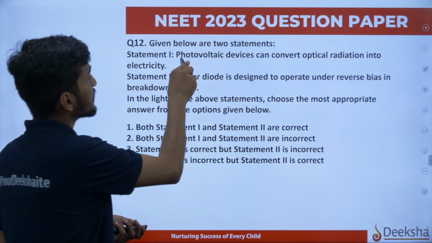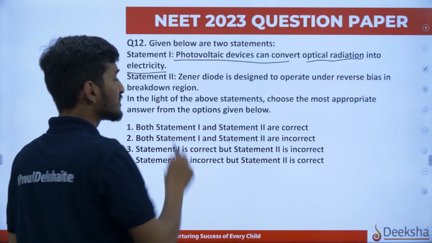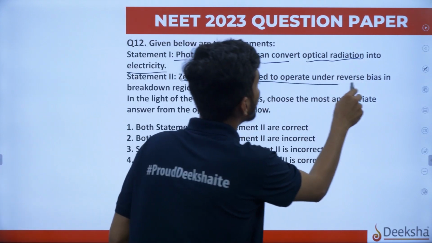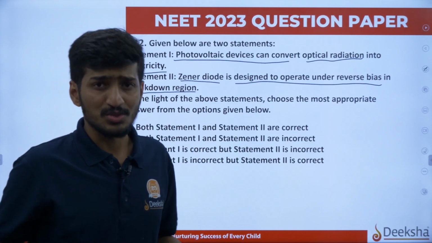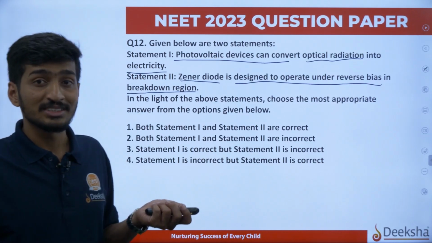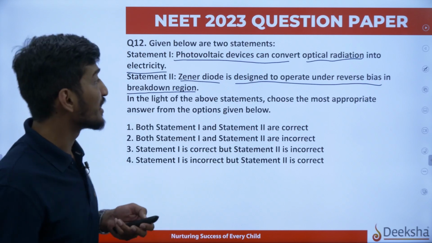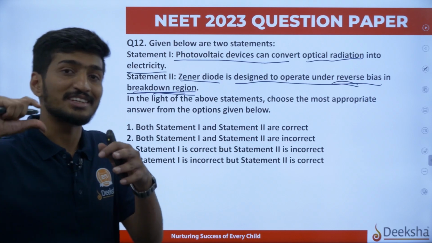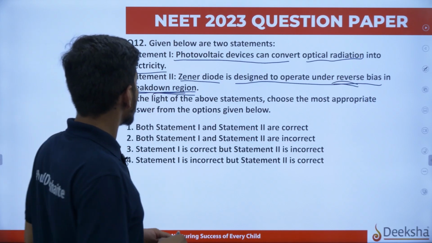Next question. Next question says, photovoltaic devices can convert optical radiations into electricity. Yes, that's what they do. Zener diode is designed to operate under reverse bias in breakdown region. Yes, also the work of a Zener diode. A Zener diode's job is to regulate voltage. So if the voltage crosses a limit, that's when it operates in the breakdown region in reverse bias. Okay, so this statement is also correct.